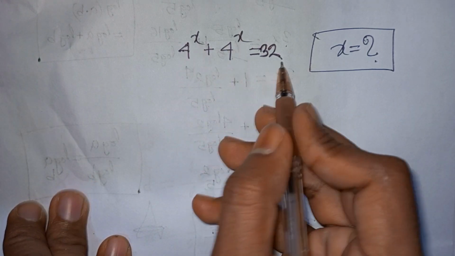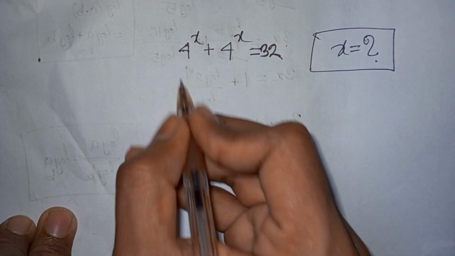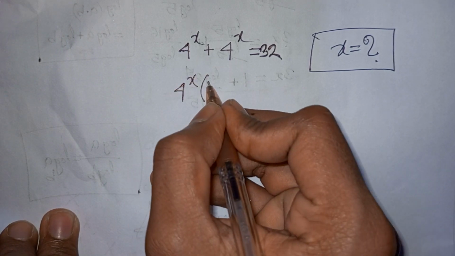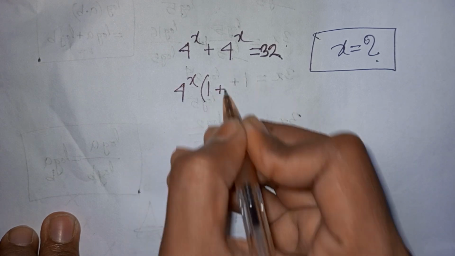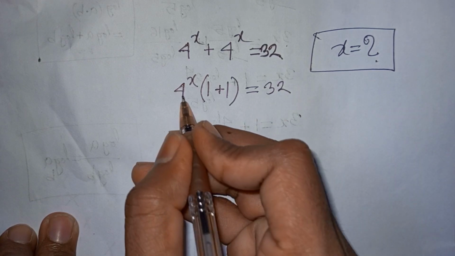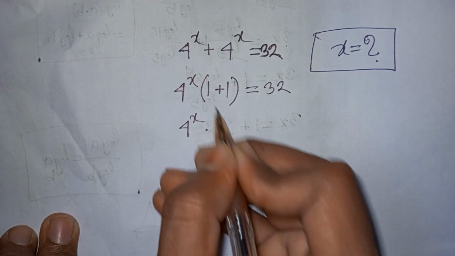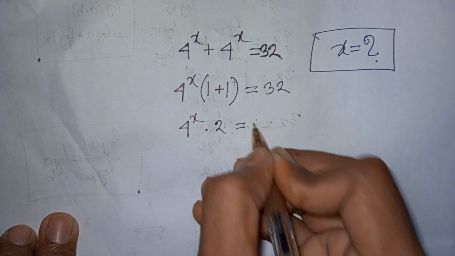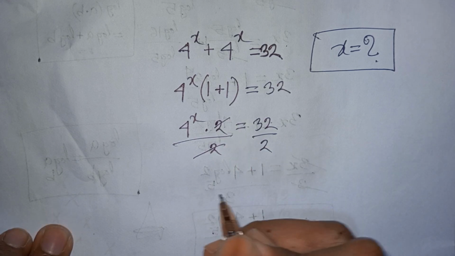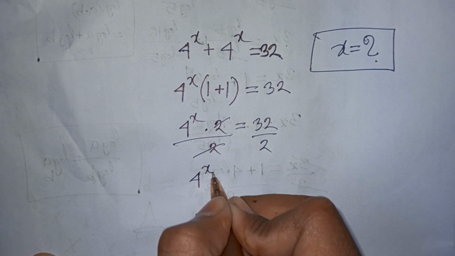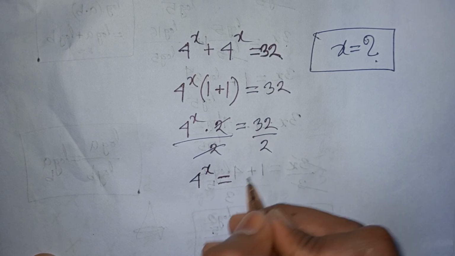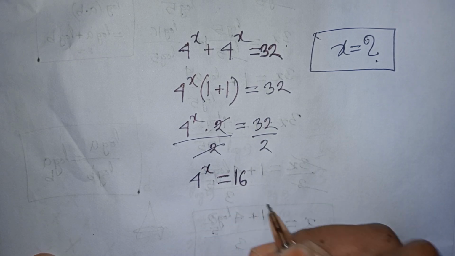4^x plus 4^x is equal to 32. Find the value of x. So from the left side you take common 4^x. 4^x is out of the bracket. This divided by this, that means 1, plus this divided by this, that means 1, bracket close, is equal to 32. In the next step we have 4^x times (1 plus 1), so it will be 2, is equal to 32. Now we divide by 2 on both sides. So this 2 will be cancelled. So we have 4^x is equal to 32 divided by 2, that means it will be 16.